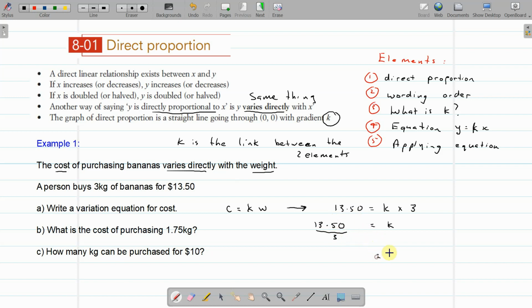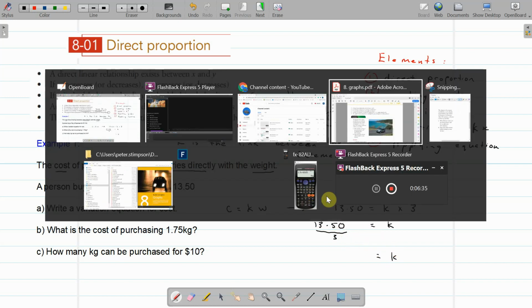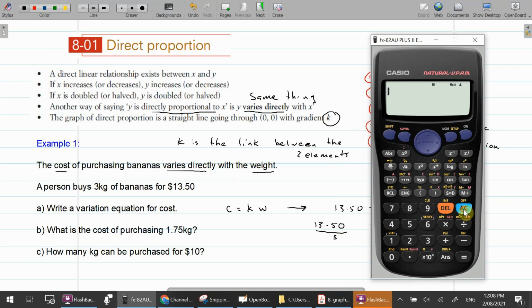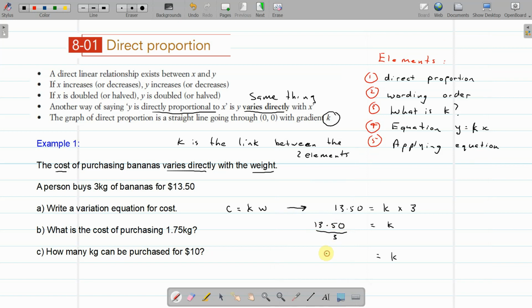And what does that equal? Let's find a calculator. 13.50 divided by 3, that's going to come up with lots of decimal places, but that's okay. Oh no, it's all good: 4.5. That's what k is. That's $4.50 per kilo. So 13.50 divided by 3 is 4.5, or I'll put it in money terms. So k is 4.5.